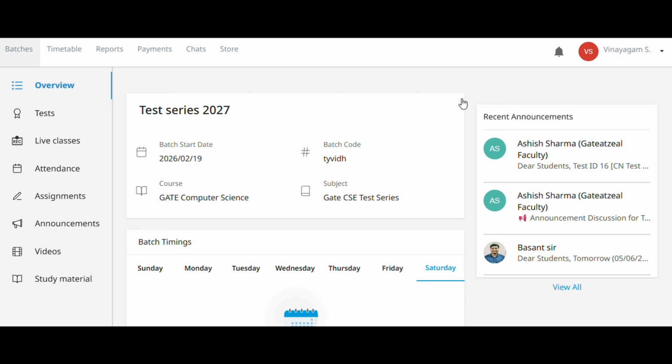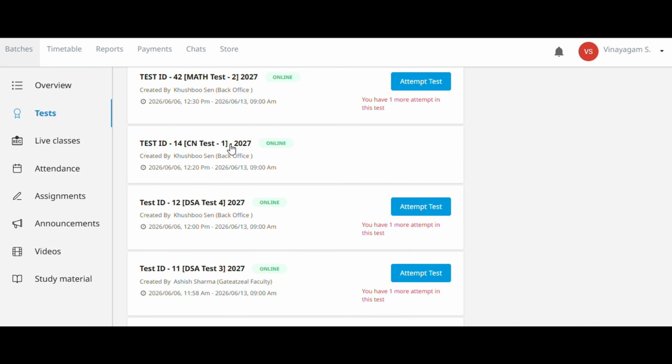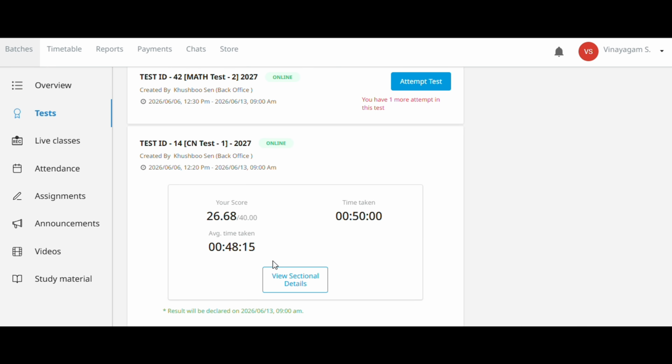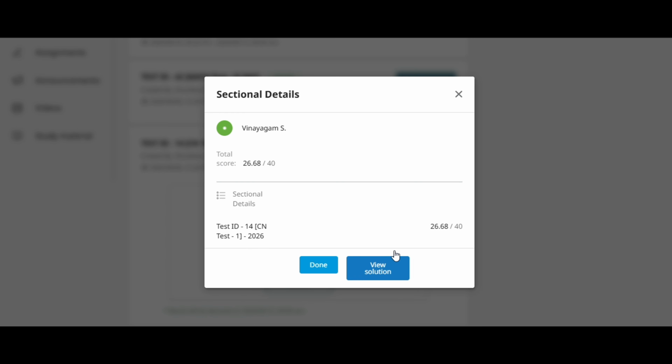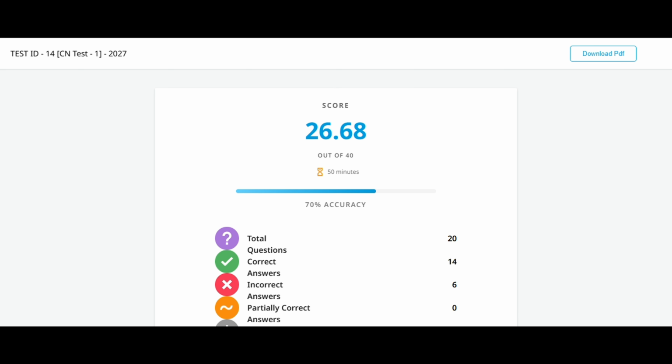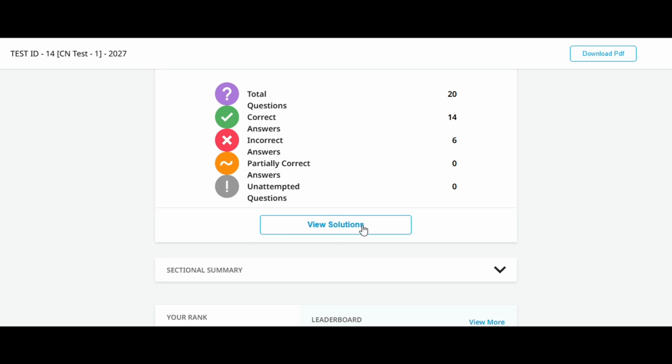Currently, I am covering the computer network subject. In recent weeks, I took a few CN tests from the Gatezeal Institute, which we are going to analyze today. The first test is CN Test 1. In this test, I got 26.68 out of 40. It's an average level mark.